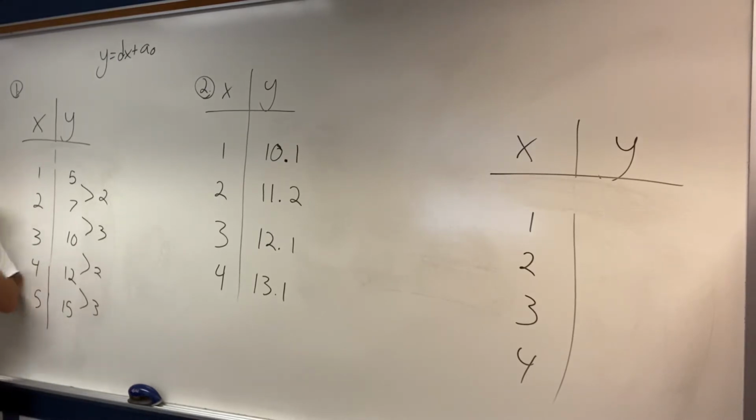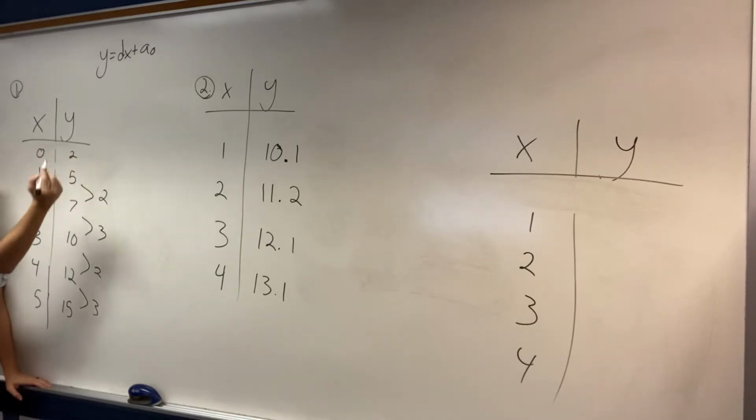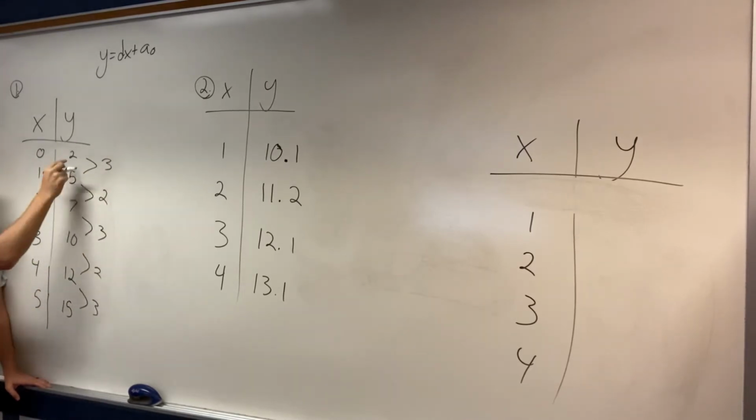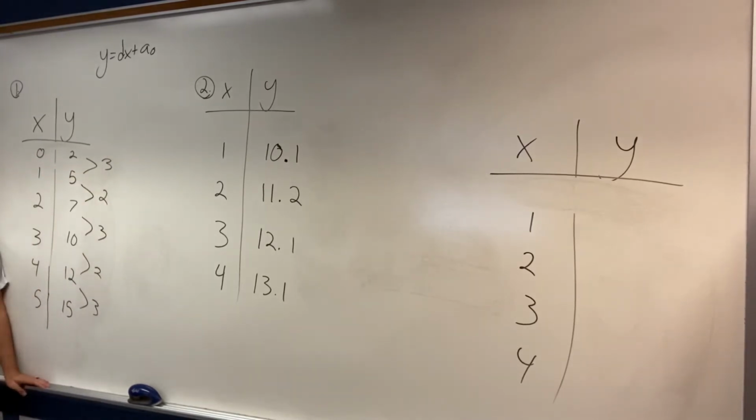So what did some people say for their a sub 0? 2. And I see where you got that from, because what did you do? You went back 3. You saw this 2, 3, 2, 3, 2, 3 pattern, and you wrote 2 down. I love that answer. I see it. It totally makes sense to me. I love it, but it's wrong.